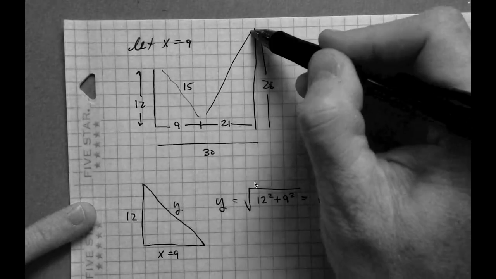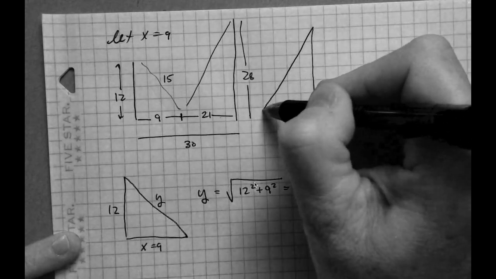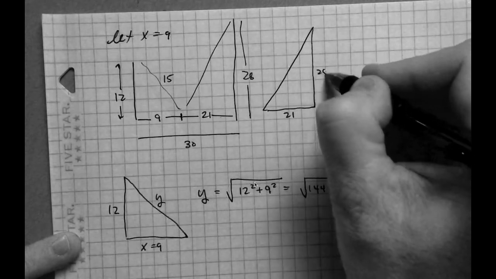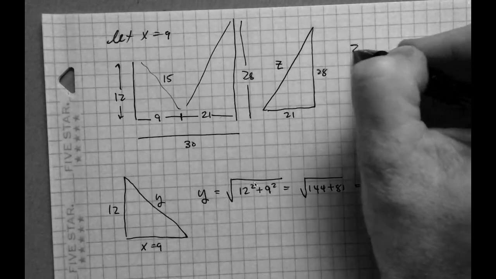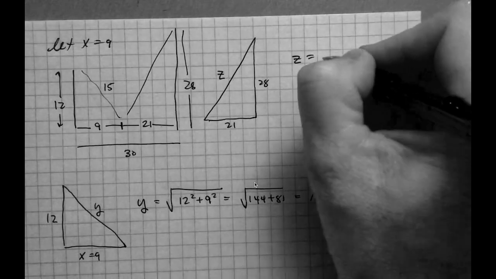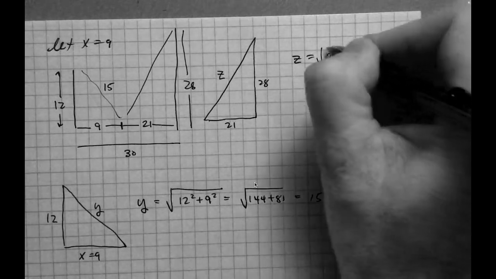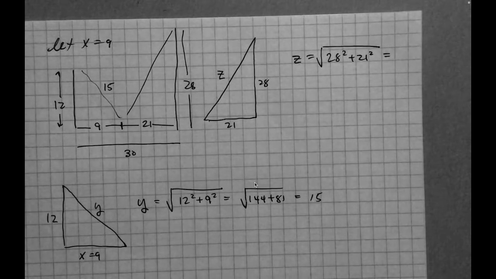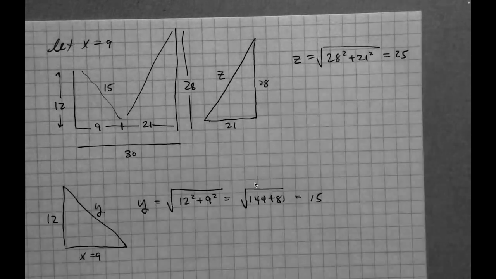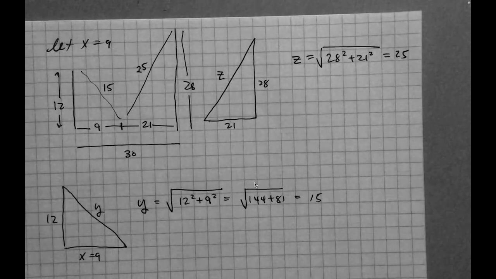This other length of wire can be figured out as well, right? So here you've got the triangle. It looks like this. So this is 21, this is 28, and this is the z. Okay, so z would be equal to the square root of 28² + 21². Okay, and when you plug all of that in, you should get 25. Okay, and so that means this length of wire is 25 feet.